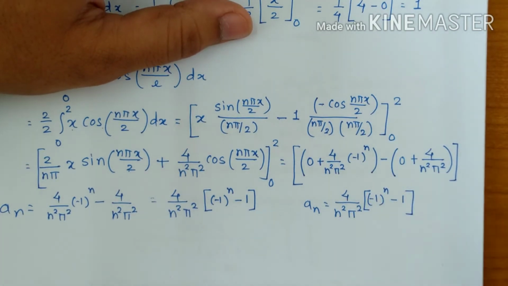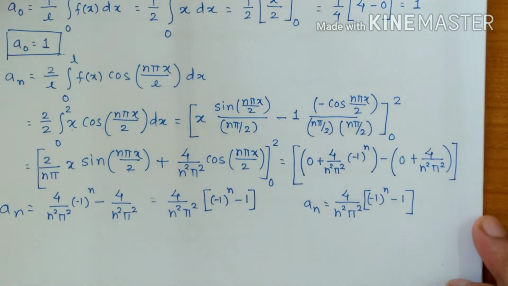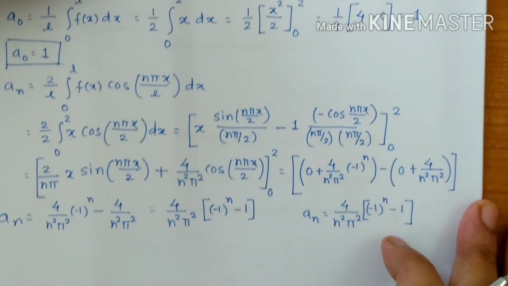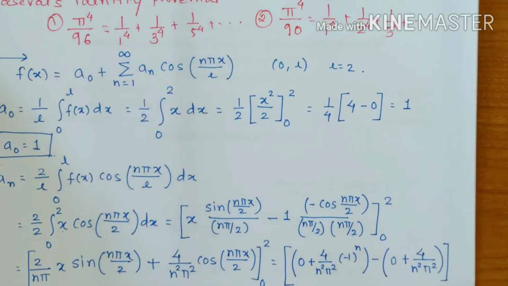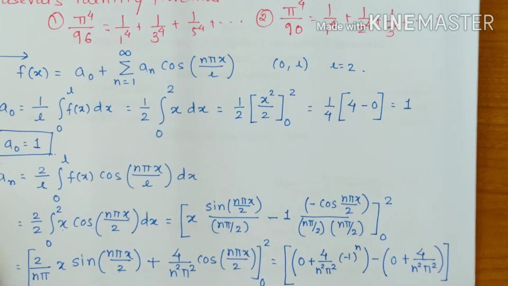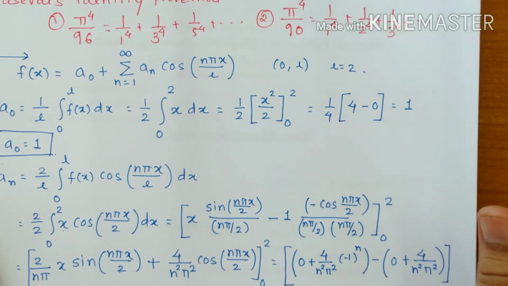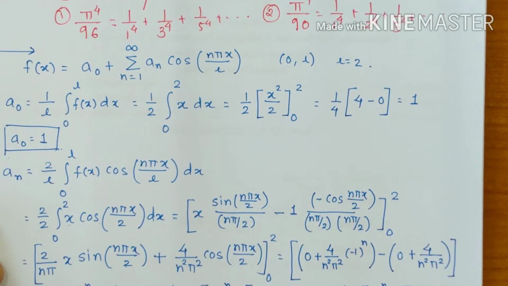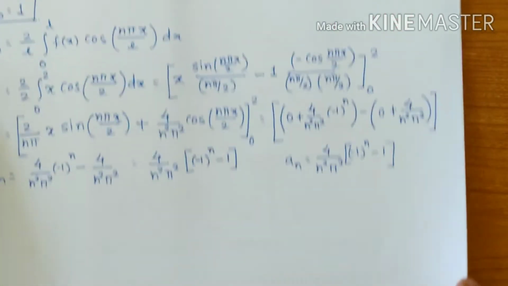Now in all previous problems, what we do is we directly substitute the values of a n and a naught in the Fourier series expansion formula. That means we substitute here and then we expand the summation. But in this problem, I am trying in a different way. I just like to define the values of a n for n is equal to 1, 2, 3, 4, 5 like this. Okay. And then we would like to write the Fourier series expansion. Is this clear?